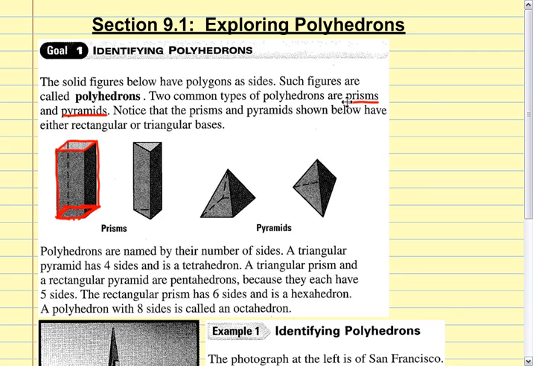Let's look at this prism. This one has a triangle on the bottom, and it goes all the way up, and it has a triangle at the top. Now, polyhedrons have flat faces or sides. So this first prism right here, this rectangular prism, it has a top, it has a bottom, and it has four sides around: the front, the back, the left, and the right. So this thing has 6 sides. See that?